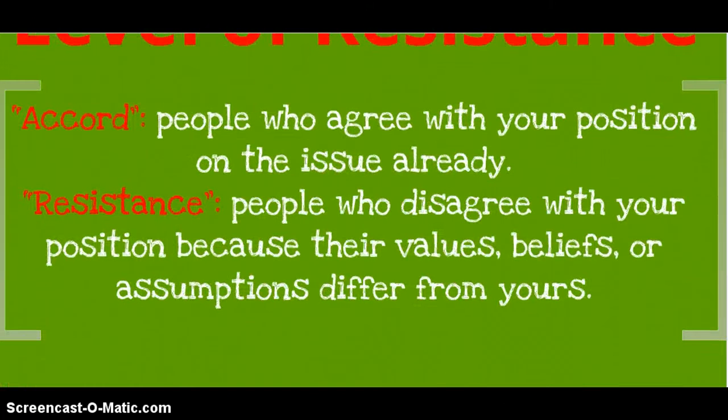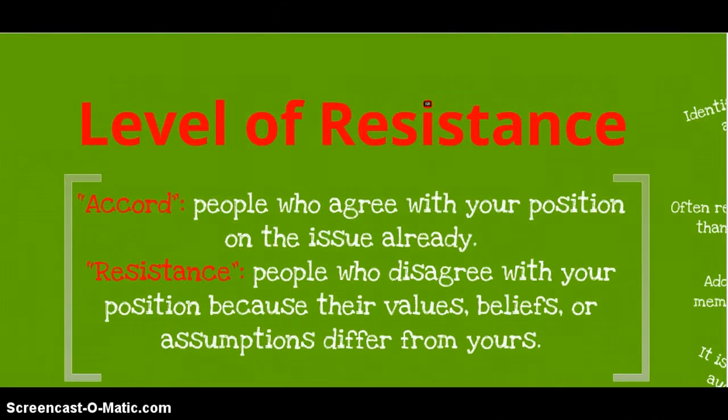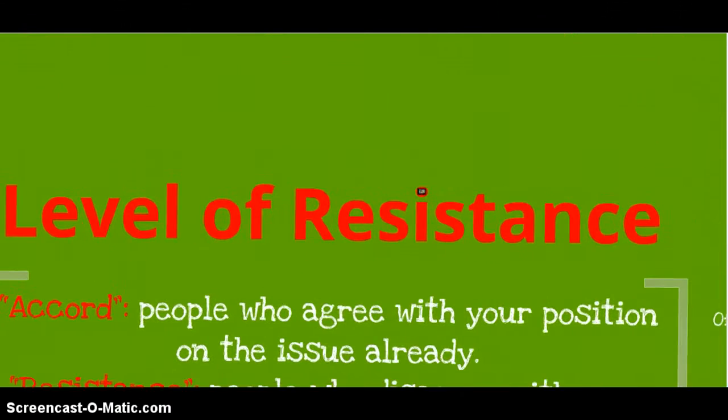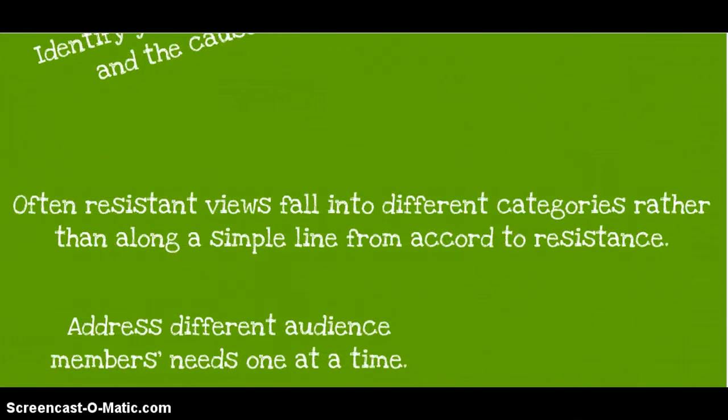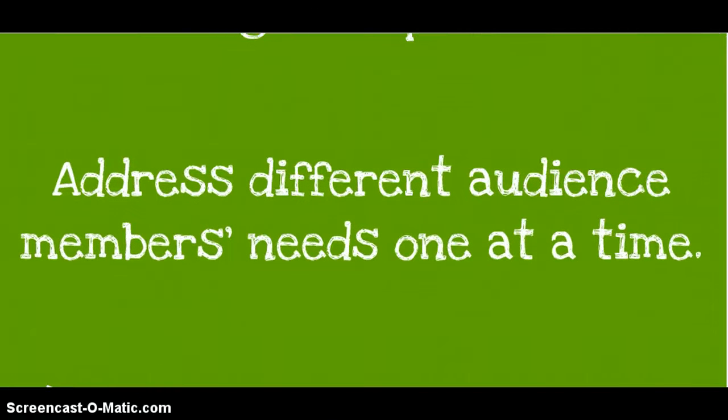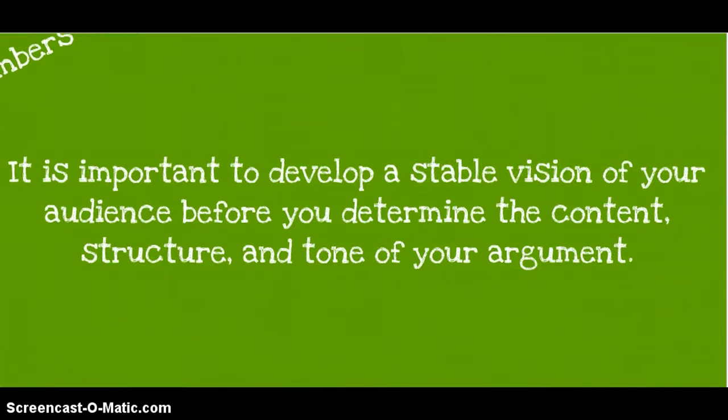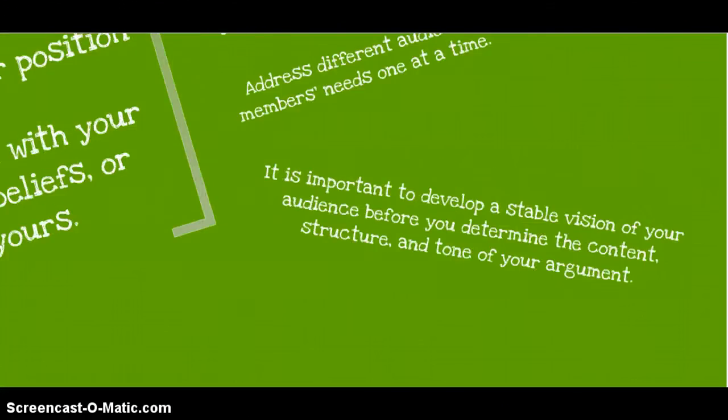People who agree with the position on the issue already are considered in accord with the writer. Resistance, on the other hand, is used to refer to people who disagree with the position because their values, beliefs, or assumptions are different from yours. Oftentimes, resistant views will fall into different categories rather than along a simple line from accord to resistance. Writers must learn to address different audience members' needs one at a time. For these reasons, it is very important to develop a stable vision of the audience before you determine the content, structure, and tone of your argument.